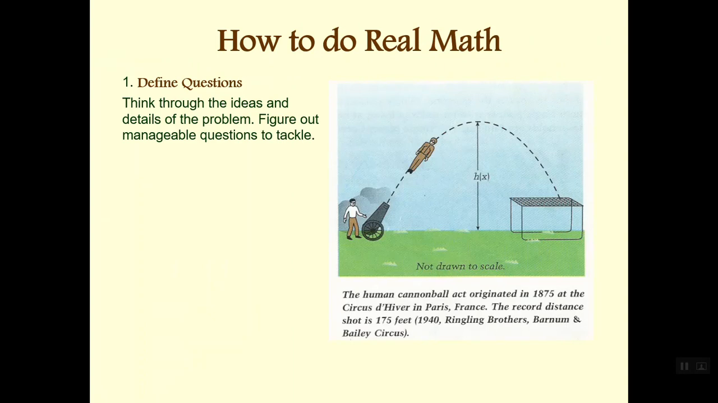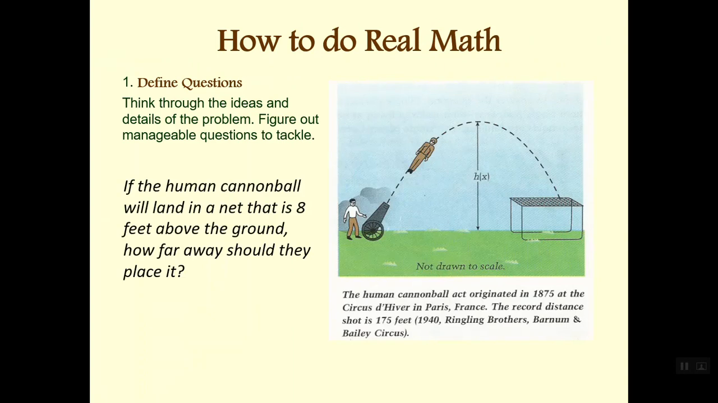So here's an example. Say there's a circus act and they're going to have a human cannonball be shot from a cannon. So a question they might ask is, if they're going to make the person land in a net that's 8 feet above the ground, how far away should they place that net so that the guy lands in it?